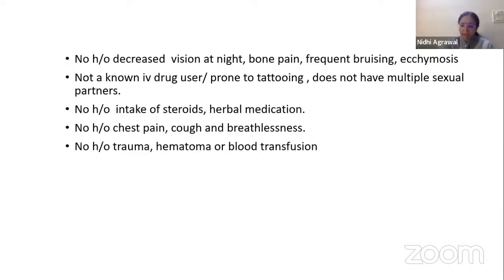Okay. Now tell me which transaminase is liver specific? Ma'am, gamma glutamyl transferase, ma'am. Transaminase. Transaminase. ALT and AST. ALT, ma'am. ALT is the liver specific enzyme.